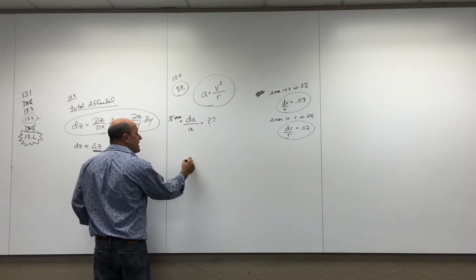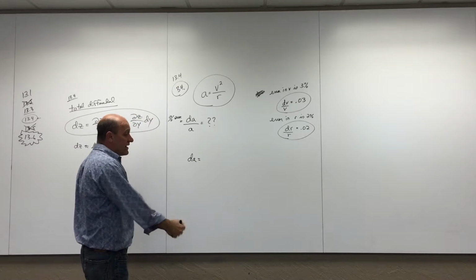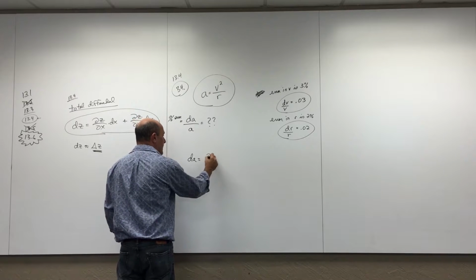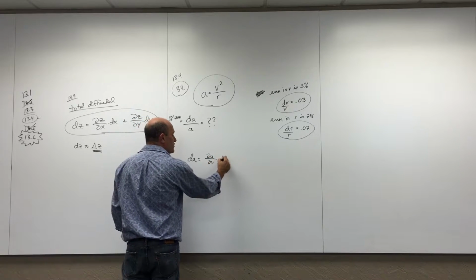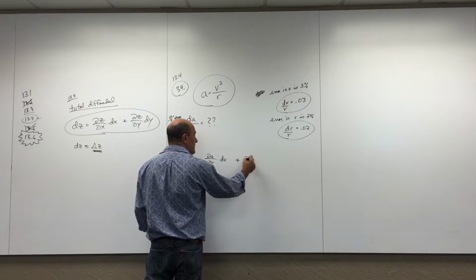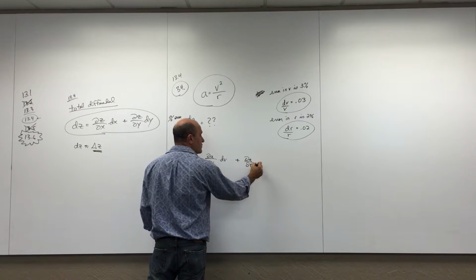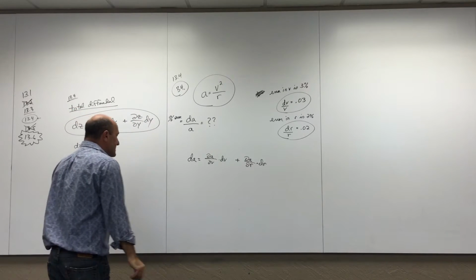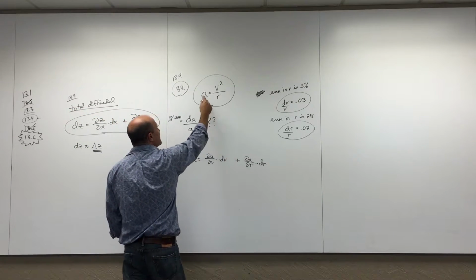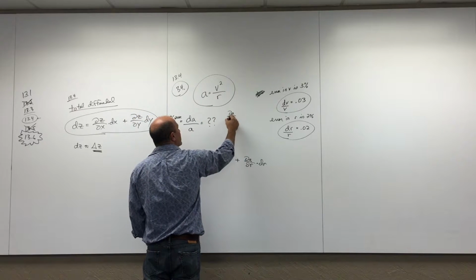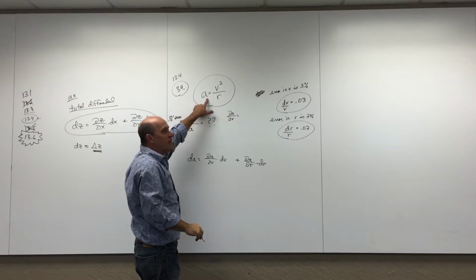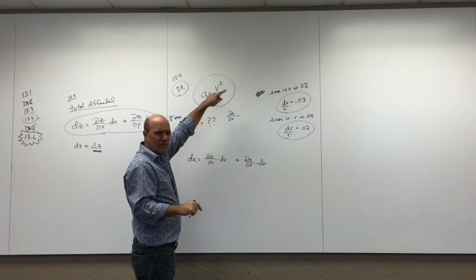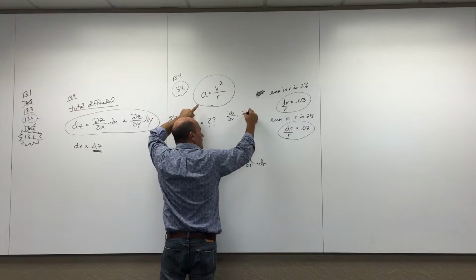Let me just start by trying to get dA. Then what I need is the partial derivative of A with respect to v, times dv, and also the partial derivative of A with respect to r, times dr. That's what this is. What is dA dV? The derivative of this with respect to v. That means treat r like a constant. Just 2v over r.